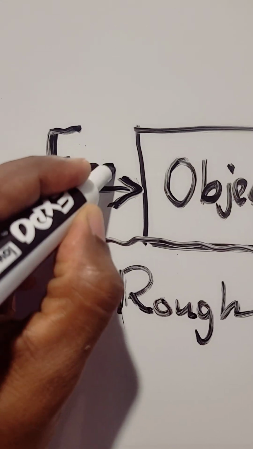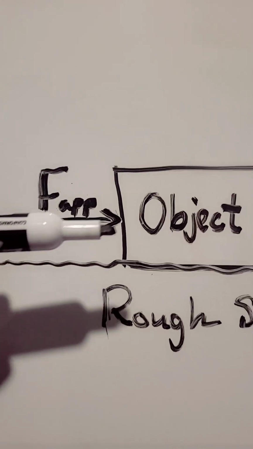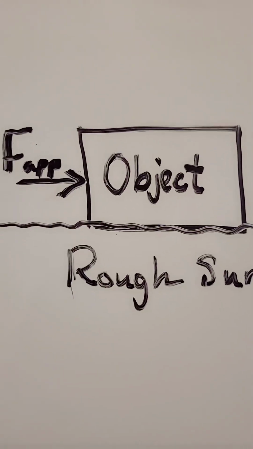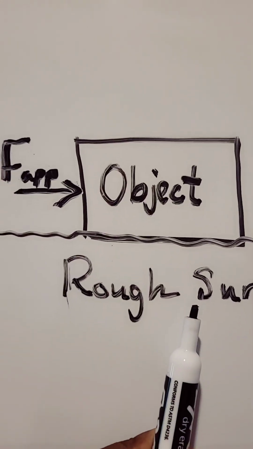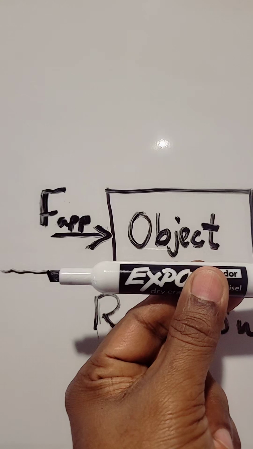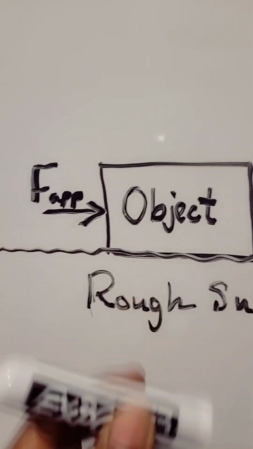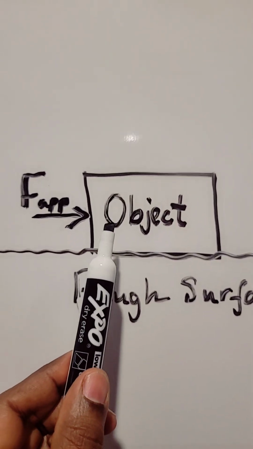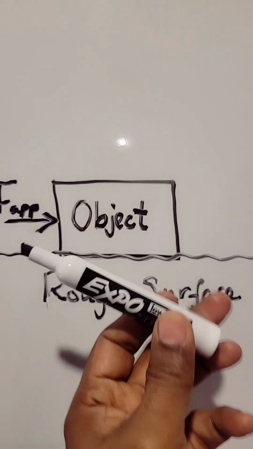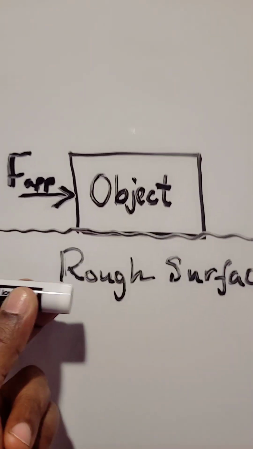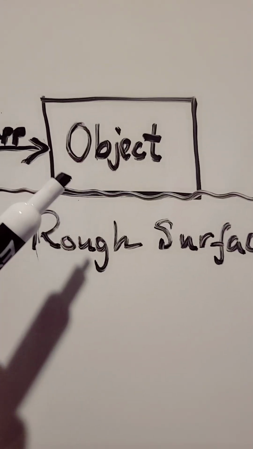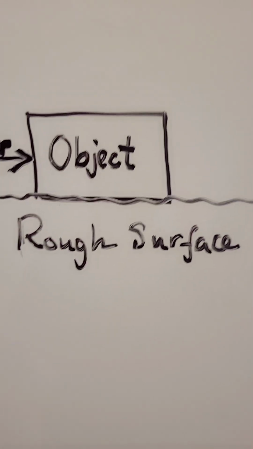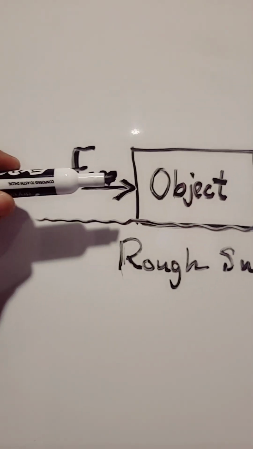I'm going to start from a very small value of the applied force, and then I'm going to gradually increase the applied force. Then what's going to happen is there's a tendency to move the object on the surface. As a result, there's going to be a friction force opposing the motion of the object. The object is trying to move to the right. As a result, the friction force is towards the left. However, the friction force is static because the object is not moving. There's no relative motion. So you're going to gradually increase this applied force.